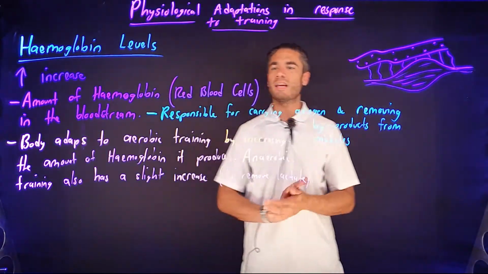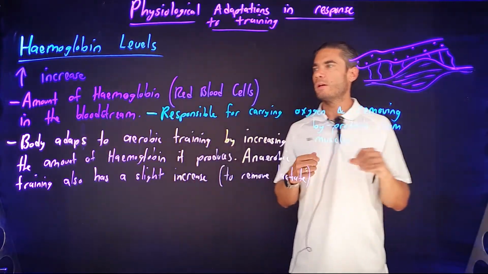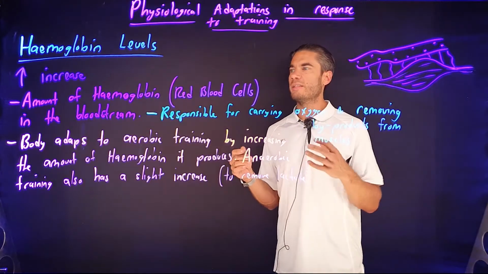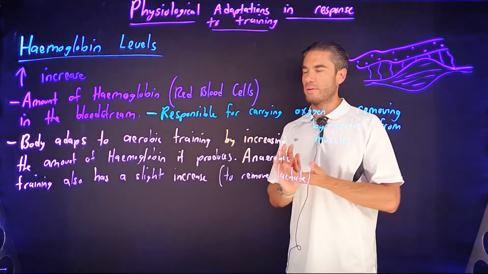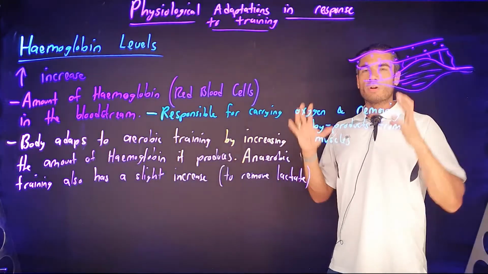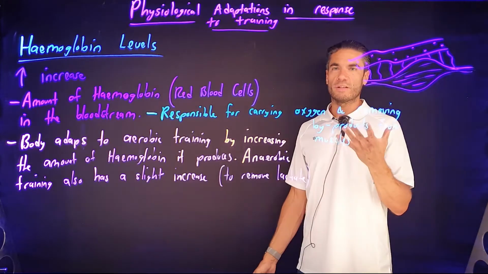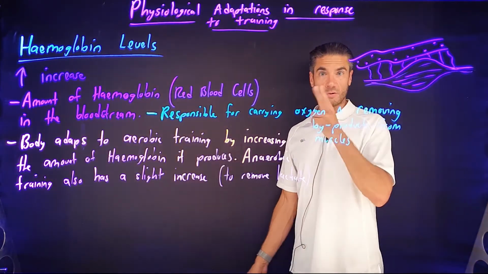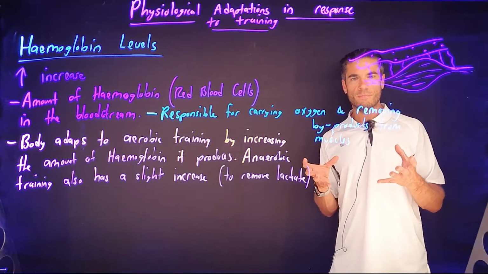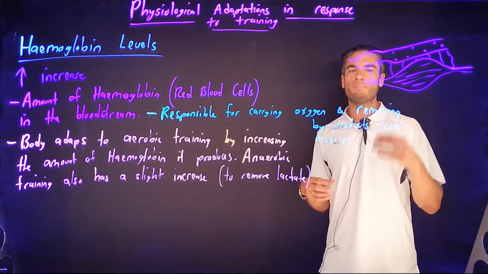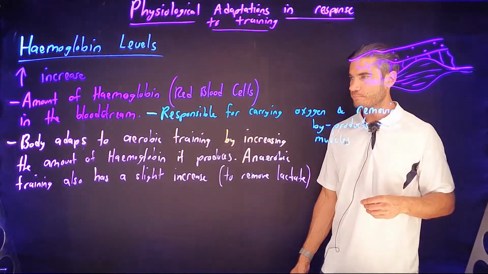All right, so the next one is hemoglobin levels, okay? And in a nutshell, it increases. What is hemoglobin? Hemoglobin is the amount of hemoglobin (red blood cells) in the bloodstream. You should remember that from year 11, hopefully. The role that hemoglobin plays in the body and in performance is that hemoglobin or red blood cells, they're interchangeable, so if you get a question on that, you can use one or the other, they are responsible for carrying oxygen to skeletal muscle around the body and removing byproducts from the muscles, back to leave the body.